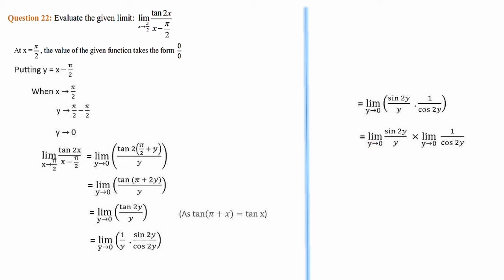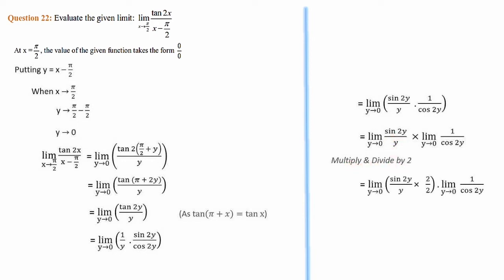Before applying that, let's separate the limit by using algebra of limits: limit y tends to 0, sine 2y by y into limit y tends to 0, 1 by cos 2y. If you use the algebra of limits, then it will be easy for us to use the formula. Or else here itself we can multiply and divide, then later we can use. That is your choice.